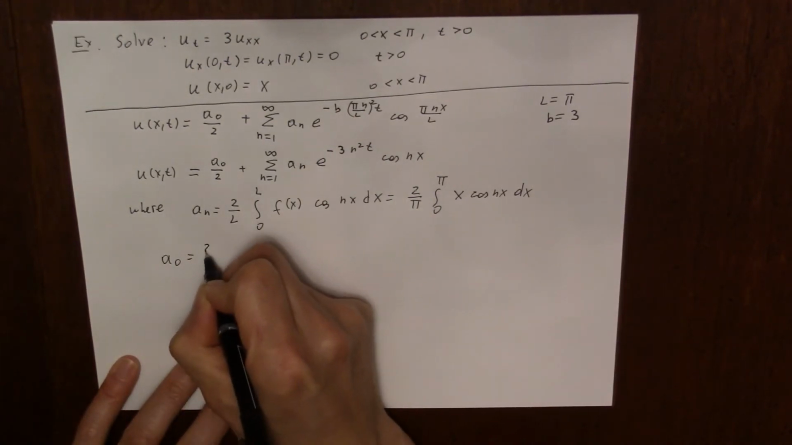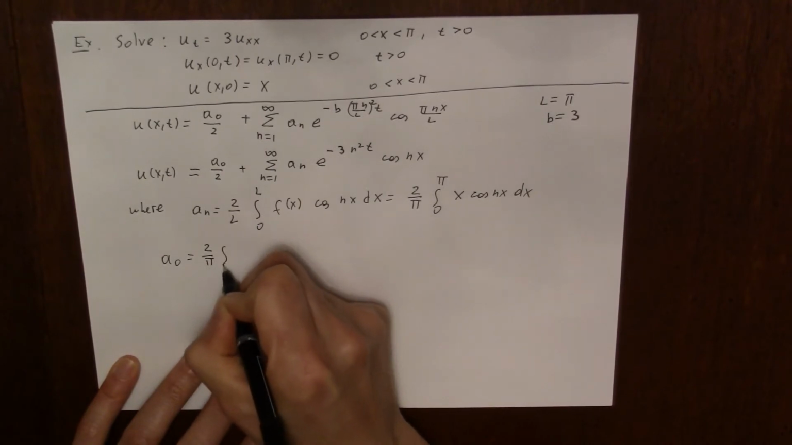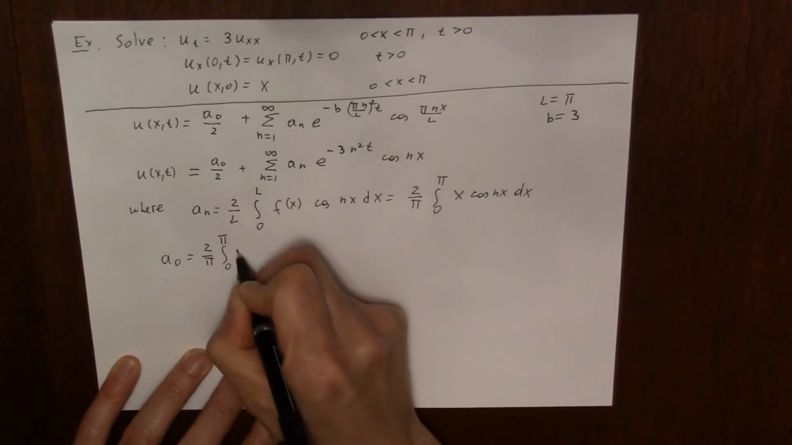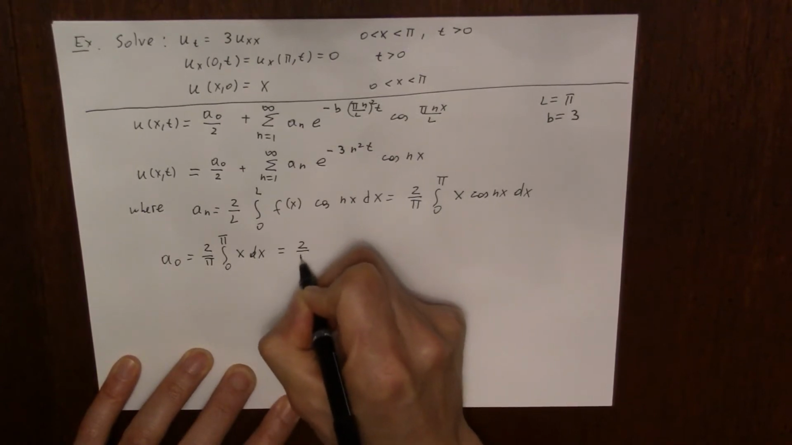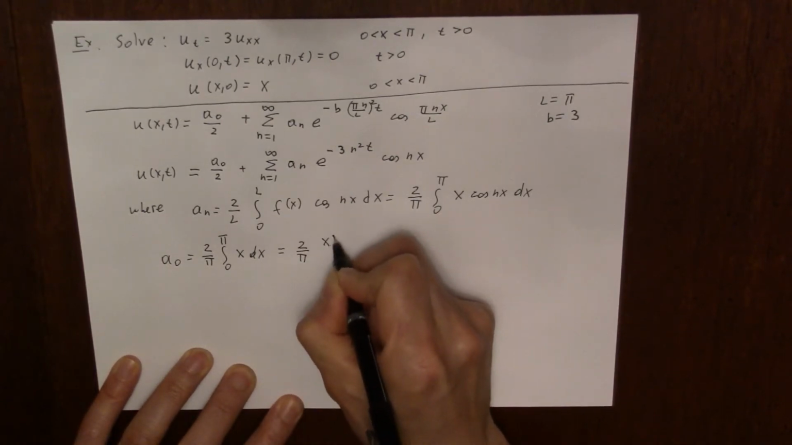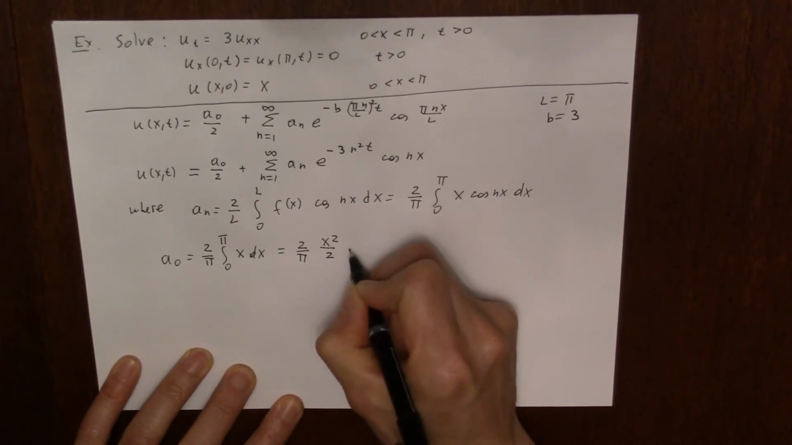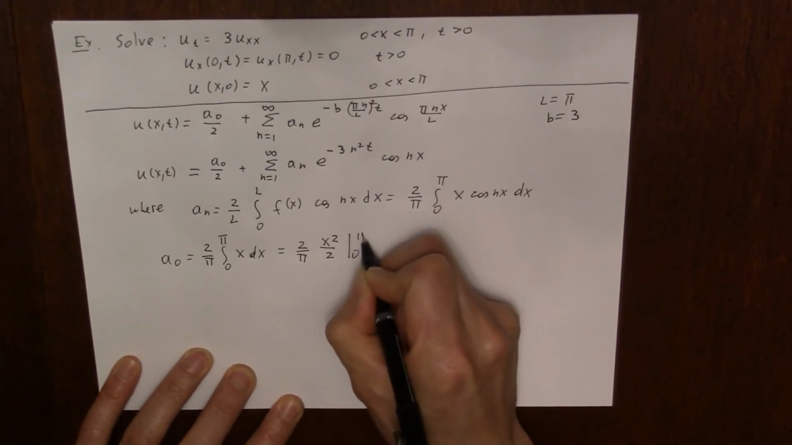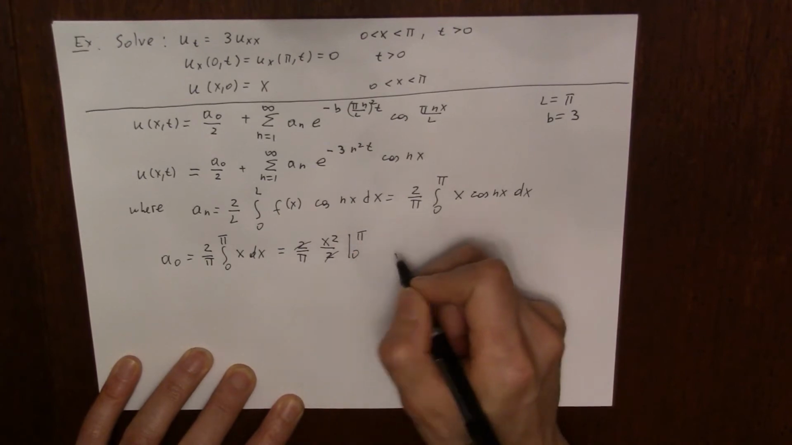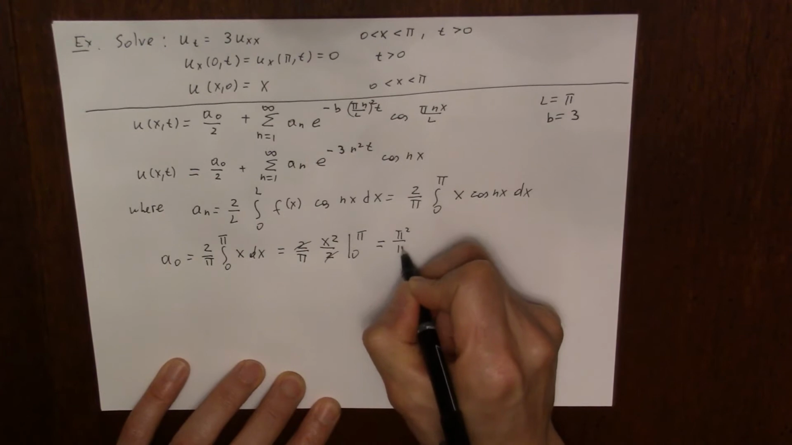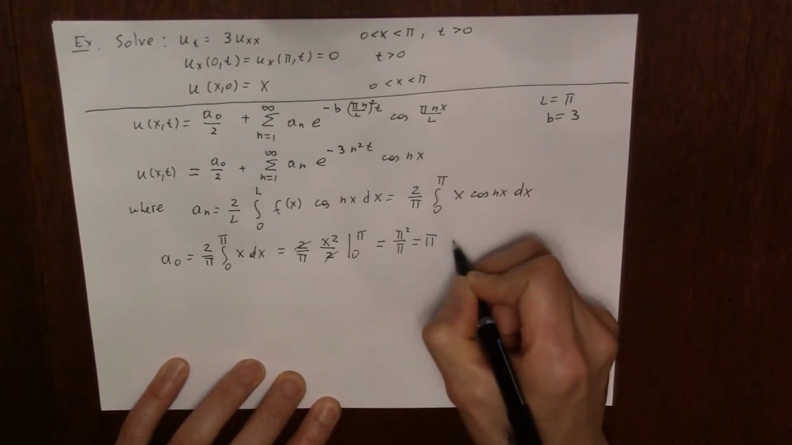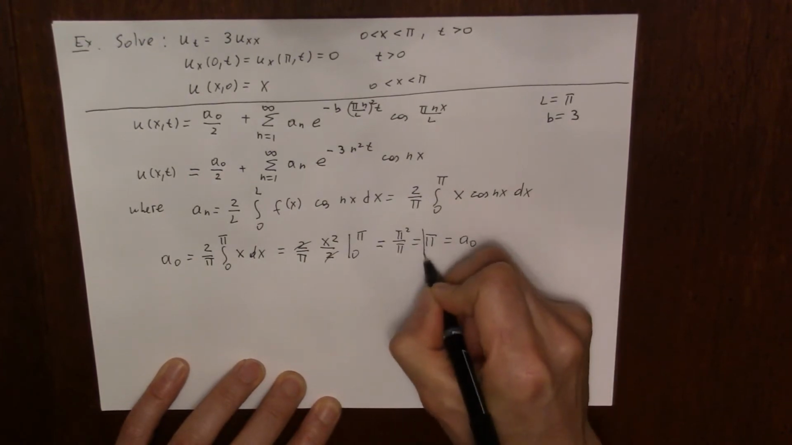Firstly, we're going to calculate a0. a0 equals 2 over pi, integral 0 to pi x dx. So that equals 2 over pi times x squared over 2 from 0 to pi. The 2's will cancel out, so we're going to get pi squared over pi, which equals pi. So that is our a0.